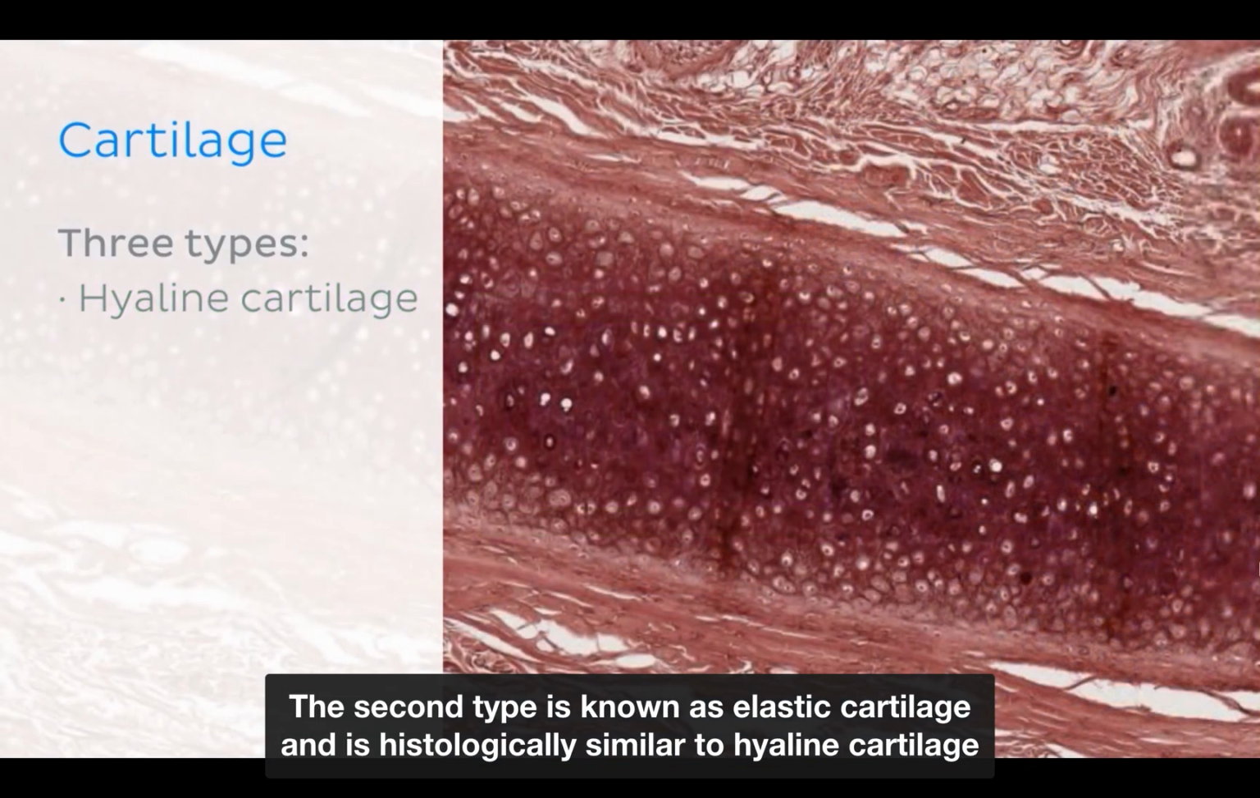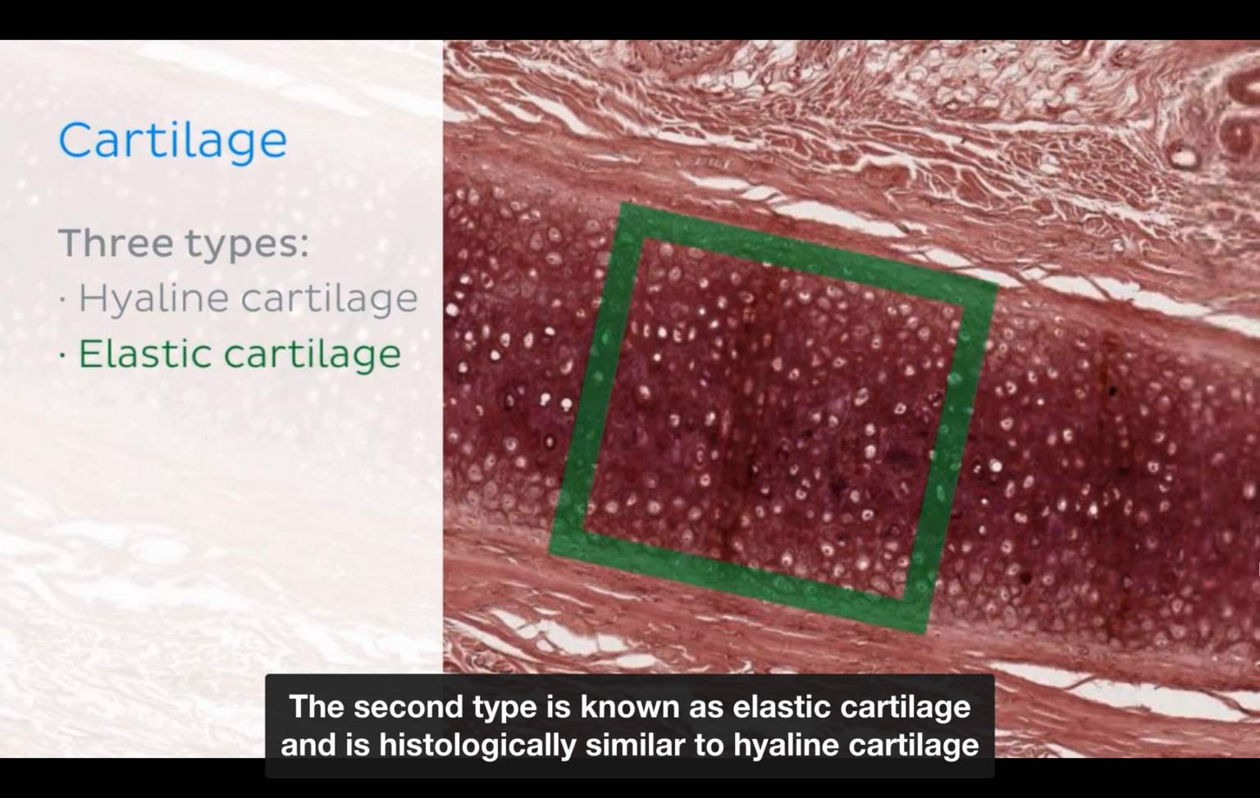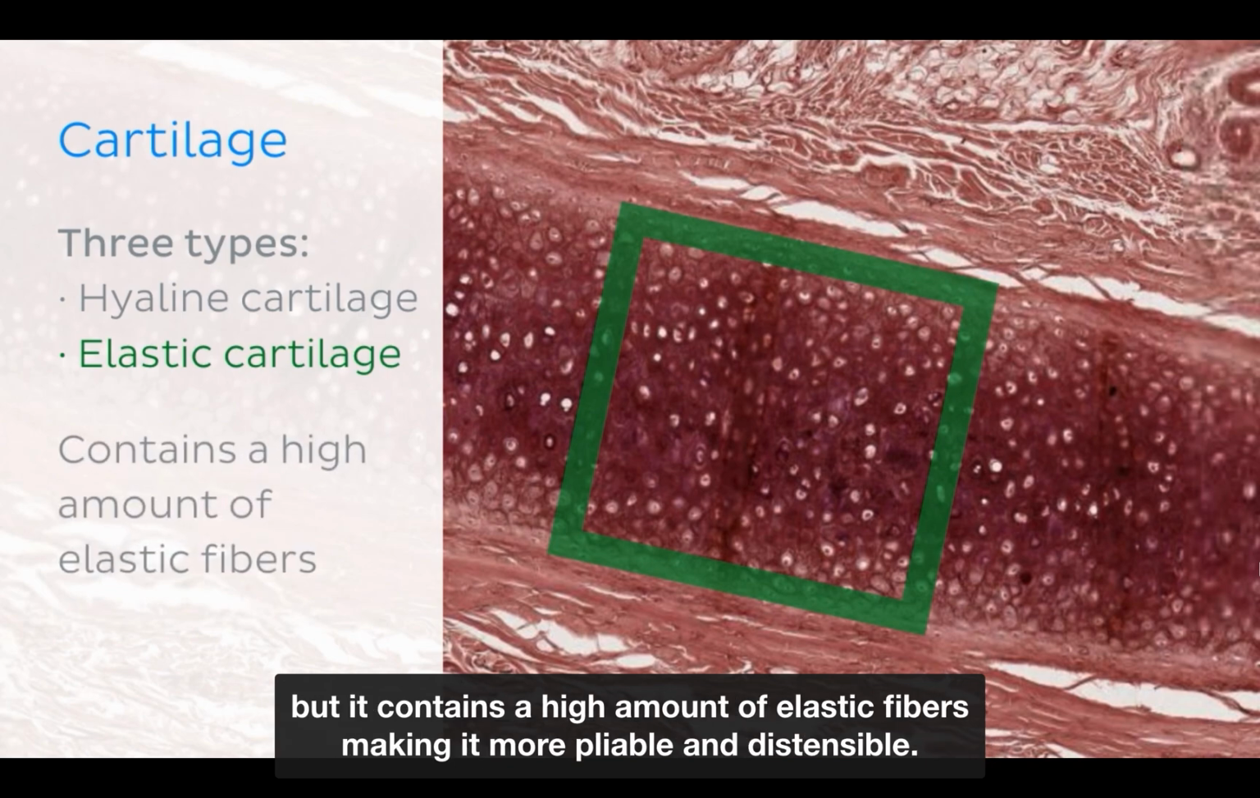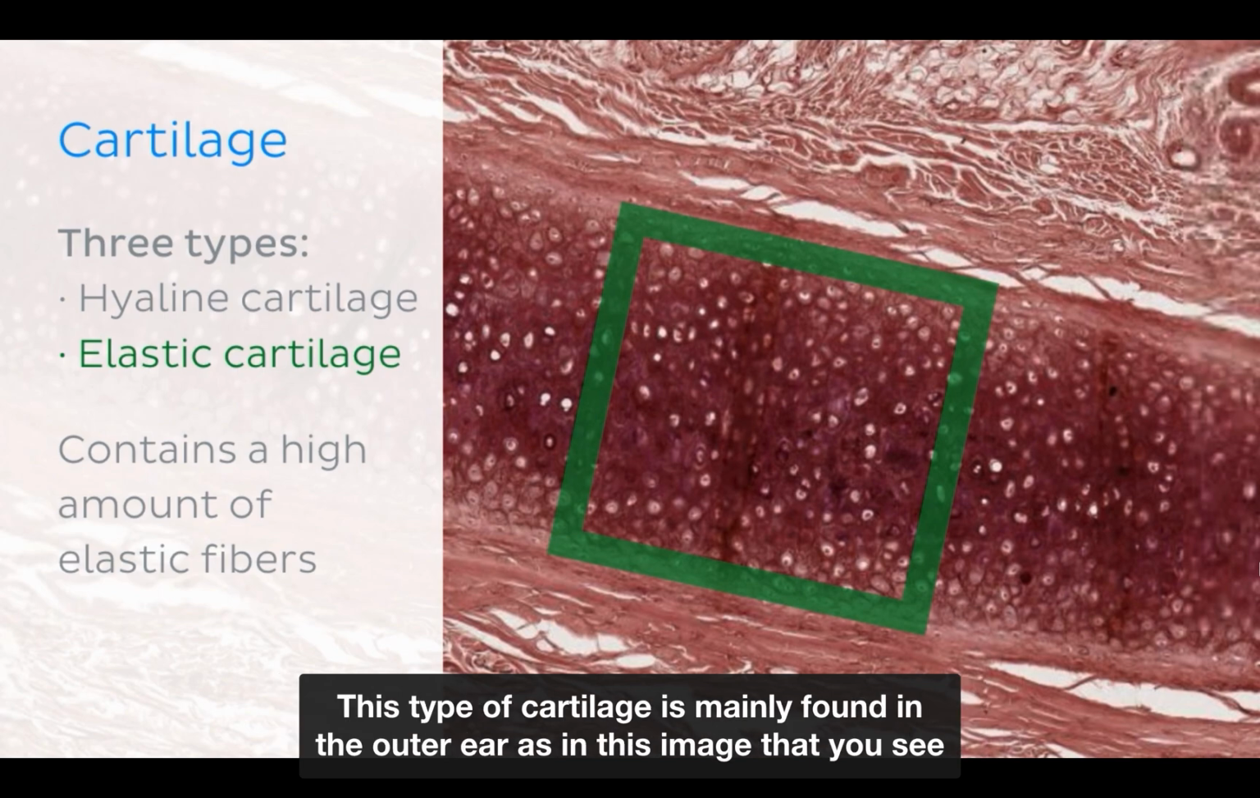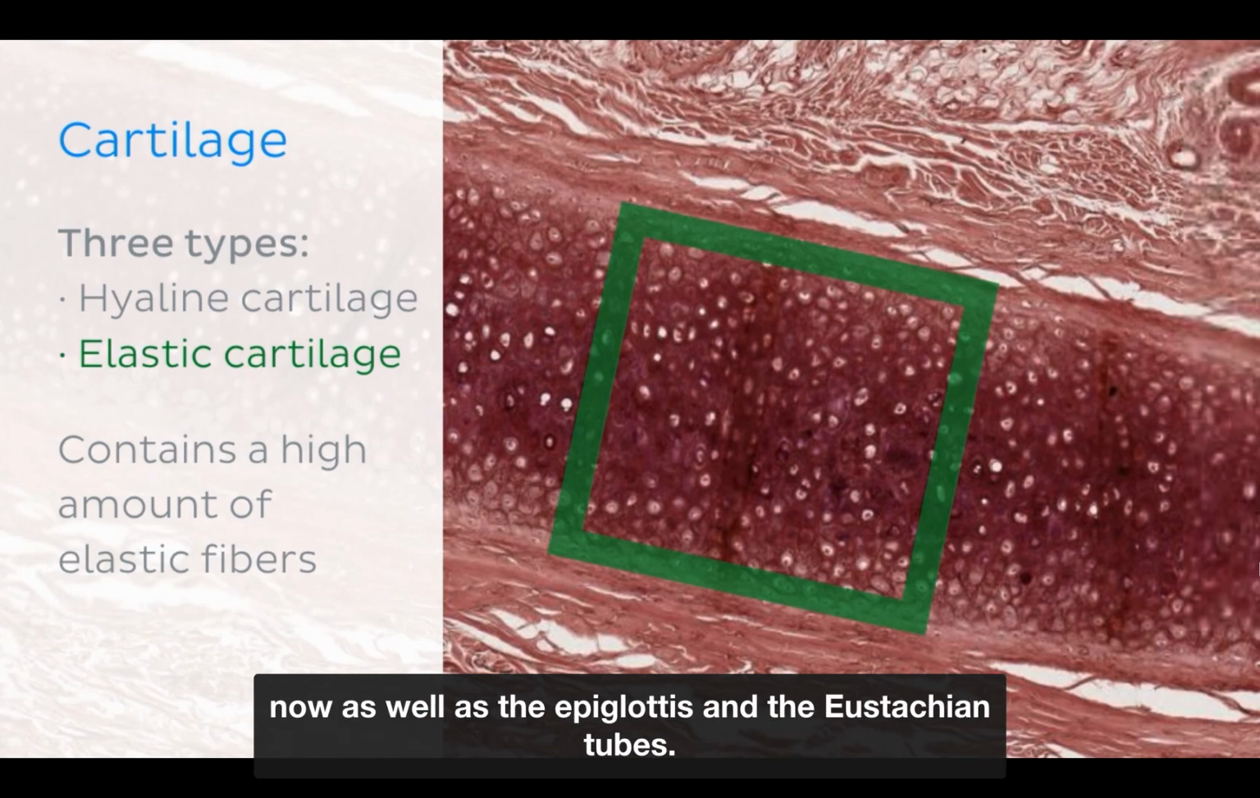The second type is known as elastic cartilage and is histologically similar to hyaline cartilage, but it contains a high amount of elastic fibers, making it more pliable and distendable. This type of cartilage is mainly found in the outer ear, as in this image that you see now, as well as the epiglottis and the eustachian tubes.